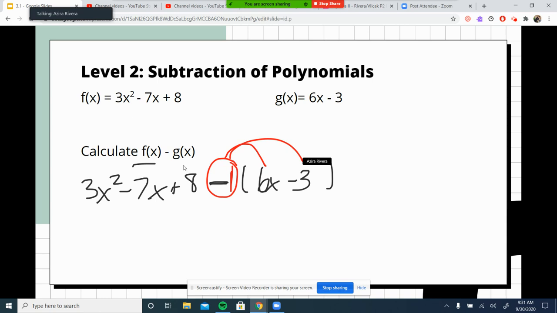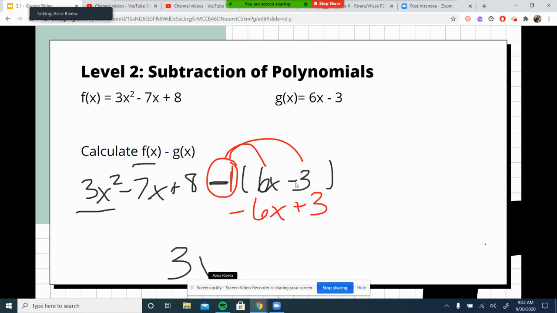What that means is that this positive 6x becomes a negative 6x, and this negative 3 becomes a positive 3. Again, all I did was change my sign. After I changed my sign, it's exactly what we were just working on, which is combining like terms.